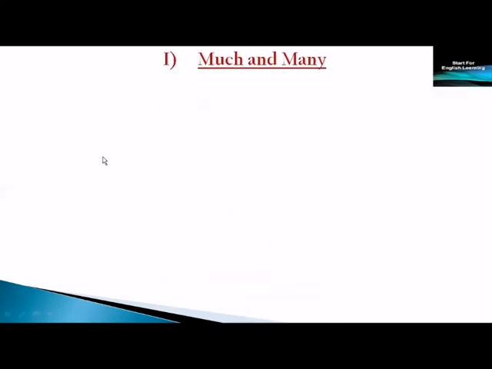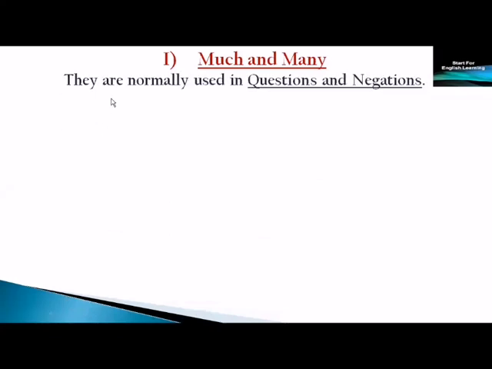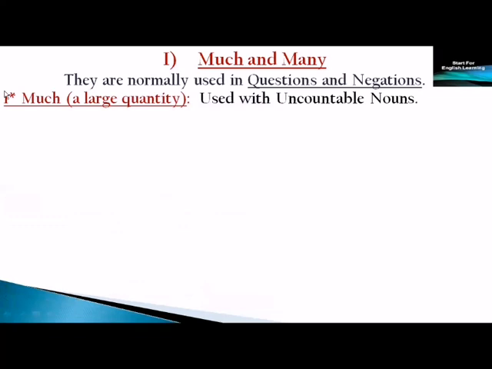Much and many. Much and many are normally used in questions and negations. We use much and many mostly in questions and negative sentences. Number 1, much. We use much when we want to indicate a large quantity of something.